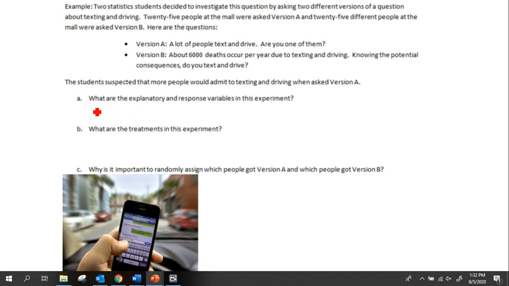What are the explanatory and response variables? So the explanatory would be the question, and the response would be admitting to texting and driving or not. The two treatments would simply be version A and version B.